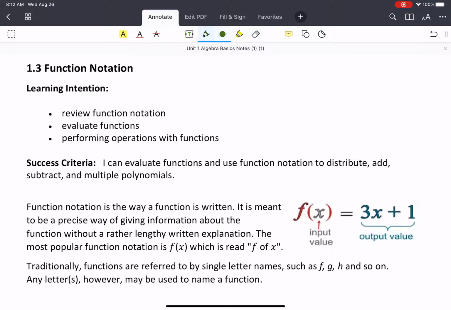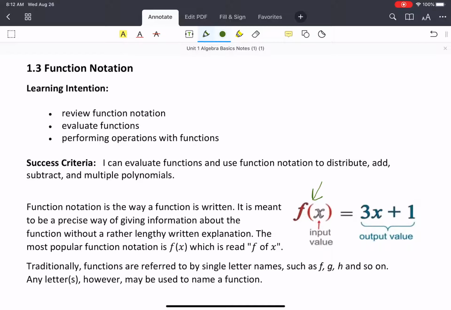This right here is not multiplication. I know that's a little confusing, because last class we learned that if there's something in front of the parentheses, it means multiplication. But for function notation, that's not multiplication. That's the only time something in front of the parentheses means it's not multiplication. That's the name of the function.